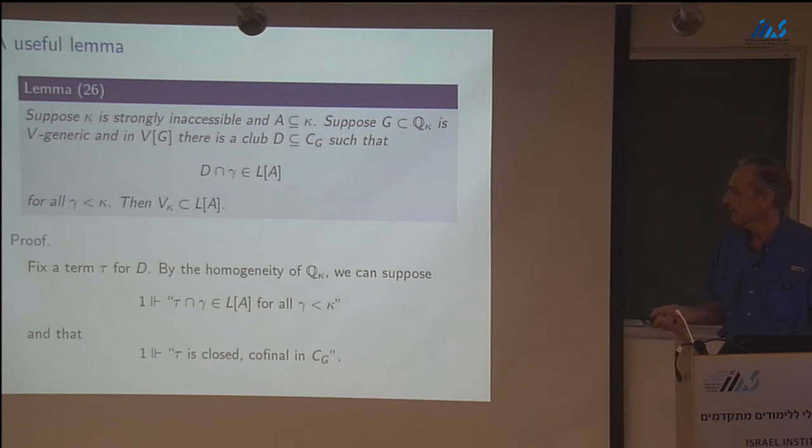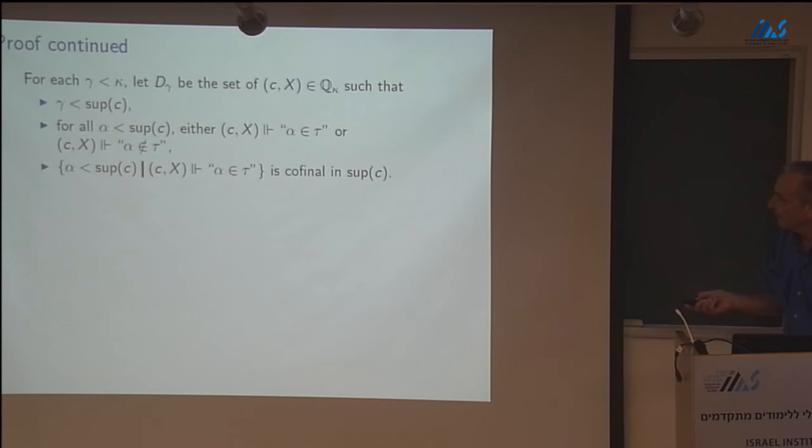It's an interlace. So we fix a term for the club D. By the homogeneity of the forcing, you can easily check that it's homogeneous. We can suppose that one forces that all the initial segments of tau are in L[A], and that tau is club, closed cofinal in the generic club. So we have this term and a condition that's forcing that things are working. What we're going to do is build two filters and interlace the interpretation of this term to code up any bounded subset of delta. And it's quite easy.